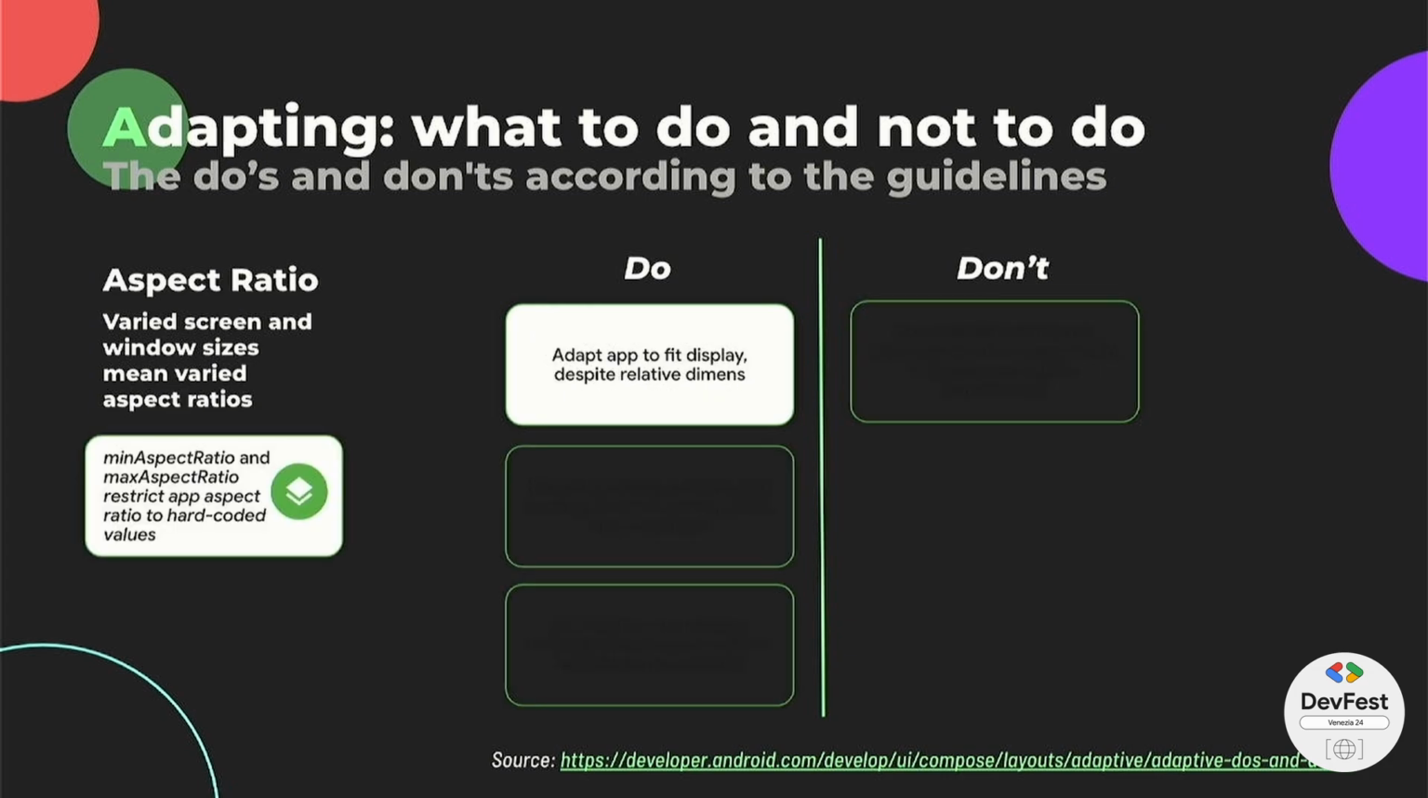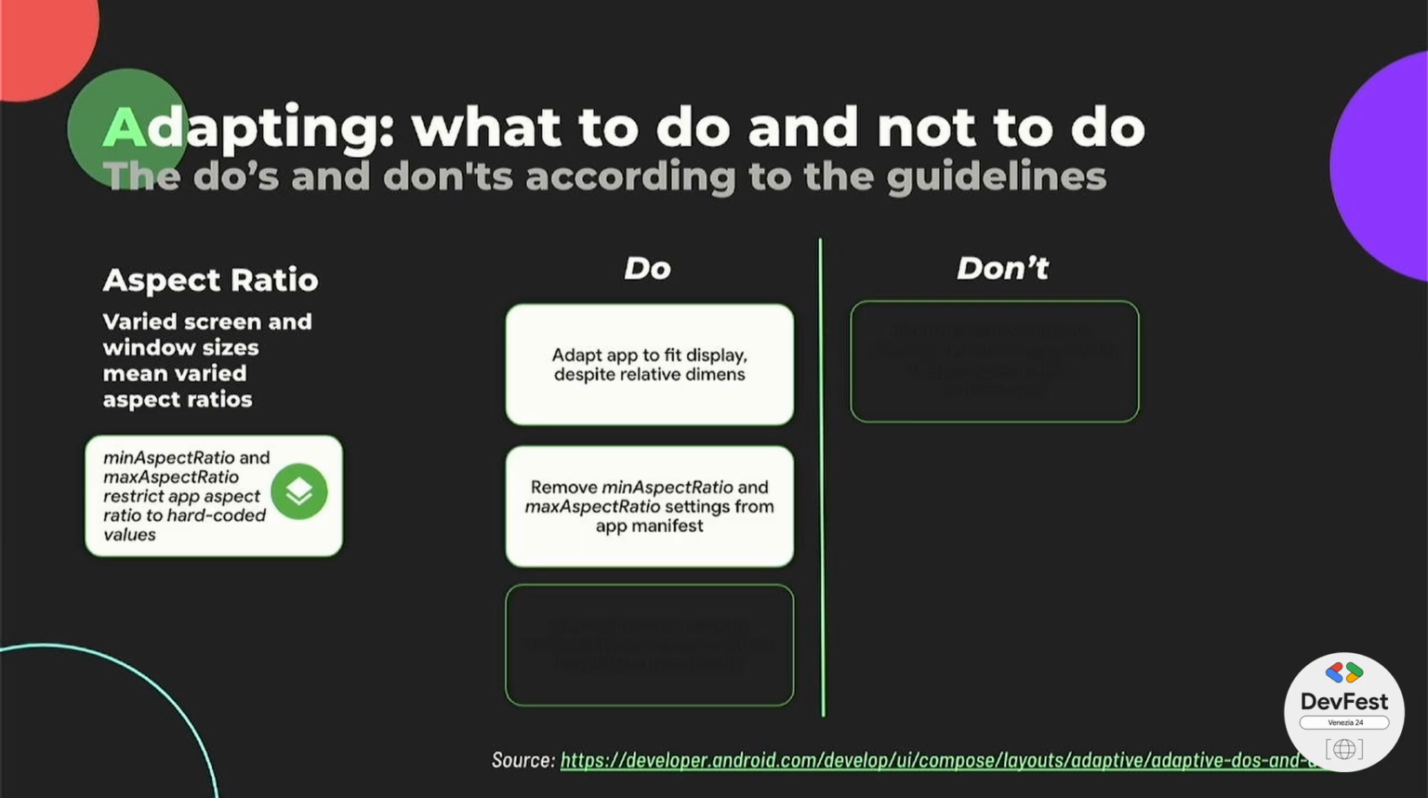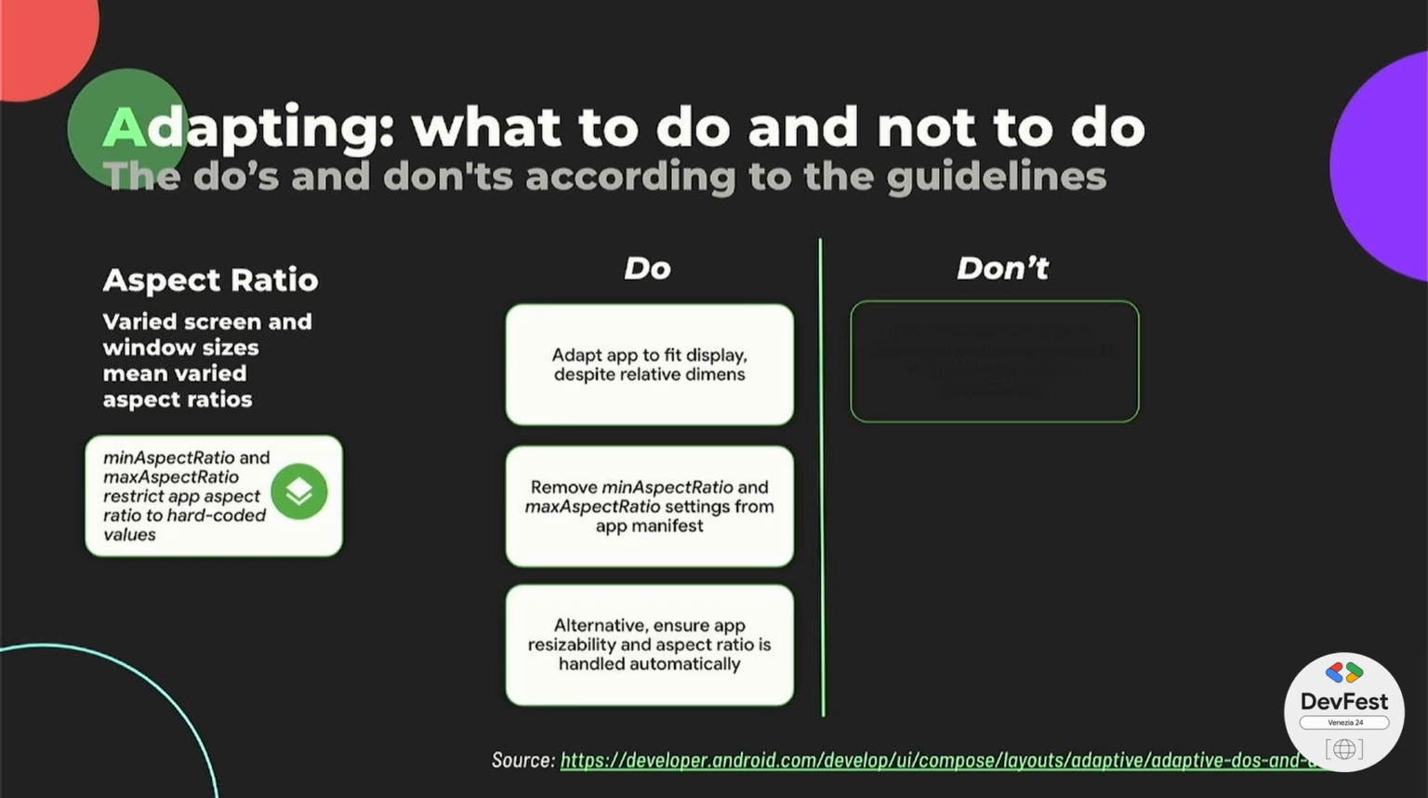Then when it comes to aspect ratio, you need to adapt your app to fit the display despite the relative dimensions that are provided to you. So you need to remove the min aspect ratio and the max aspect ratio from the app manifest. Or if you use resizable activity, then this will basically make sure that your app is adaptive by default.